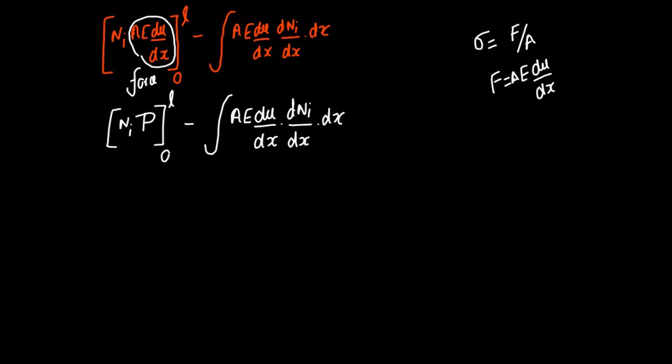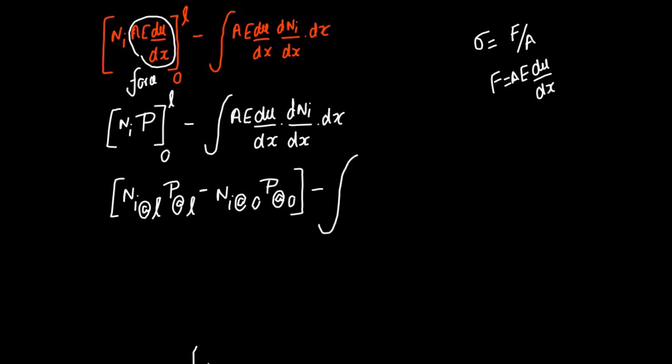Now, if I substitute the upper limit and lower limit, I'll be getting Ni at L into capital P at L, minus Ni at 0 into capital P at 0, minus the integral of AE into du over dx into dNi over dx into dx. That's right.